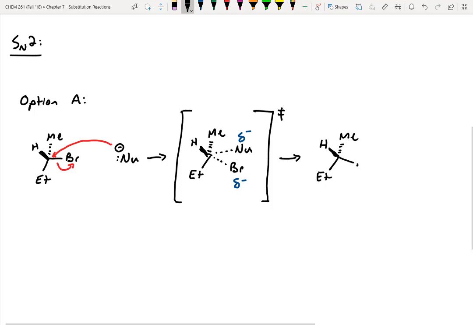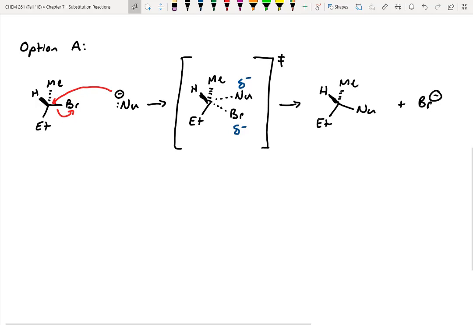Okay, so our final product would now have our nucleophile attached, and our leaving group completely off. So this is one potential reaction pathway for an SN2 reaction. All right. What we need to do, though, is come up with some sort of alternate example. So I'll give option B, and then we'll determine which one is more likely.